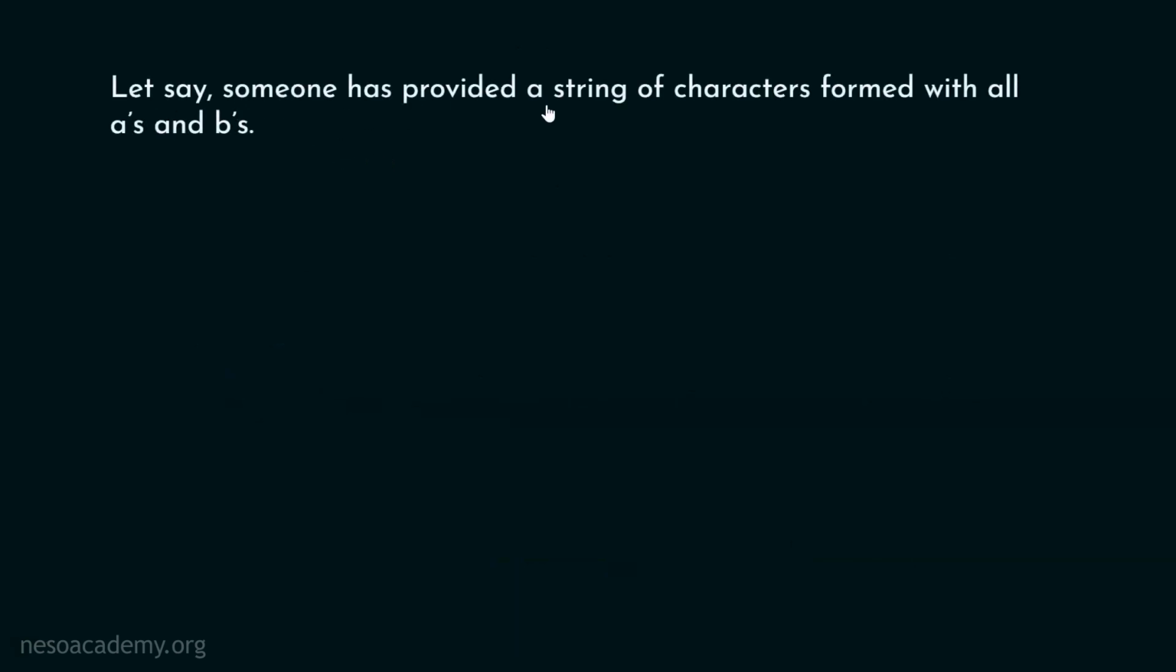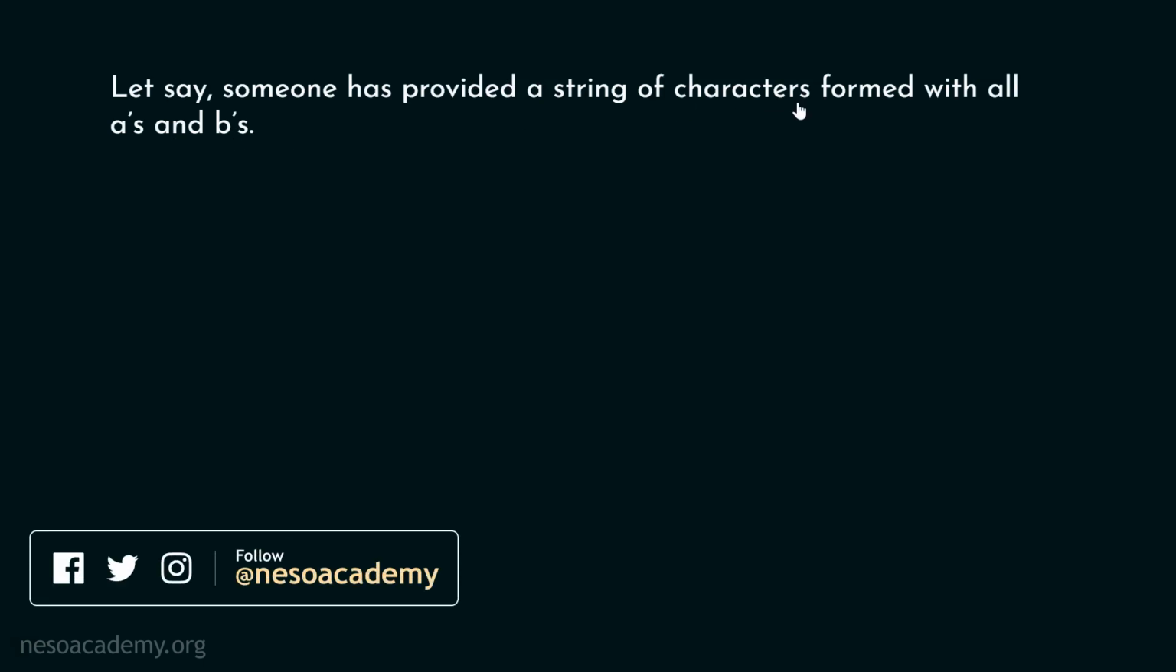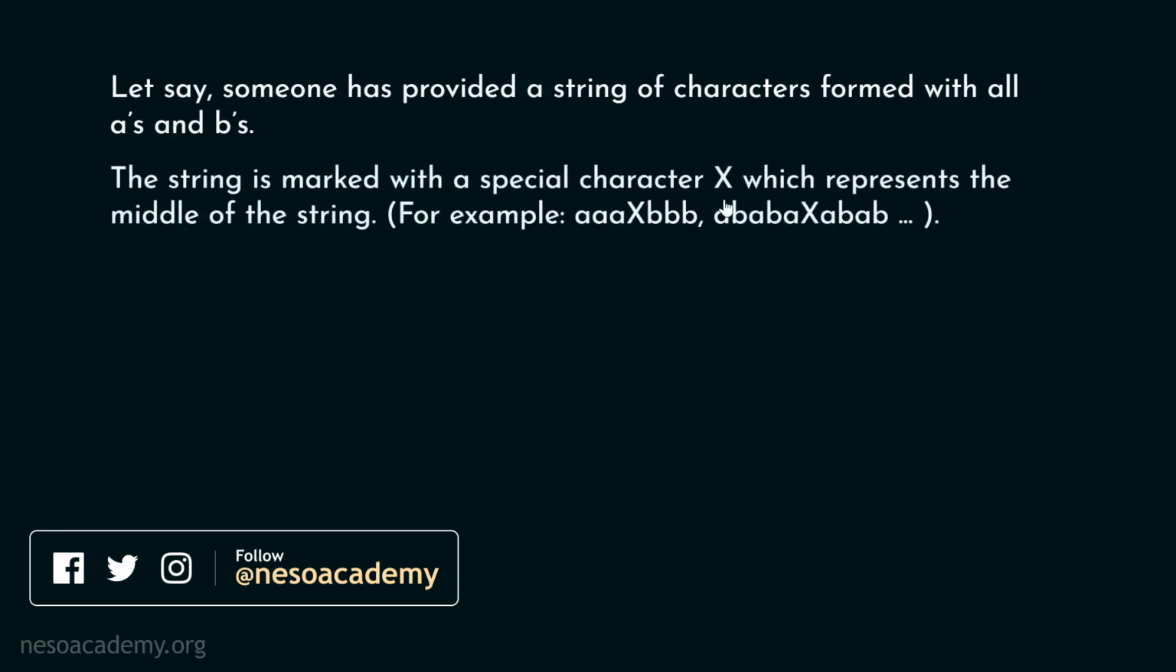Let's say someone has provided a string of characters formed with all A's and B's. This is an assumption that someone has provided a string of characters. This means we are available with a string of all A's and B's. The string is marked with a special character X, which represents the middle of the string, like this, AAA X BBB. This X represents the middle of this string. Similarly, this X represents the middle of the string ABABA X ABAB, and so on.